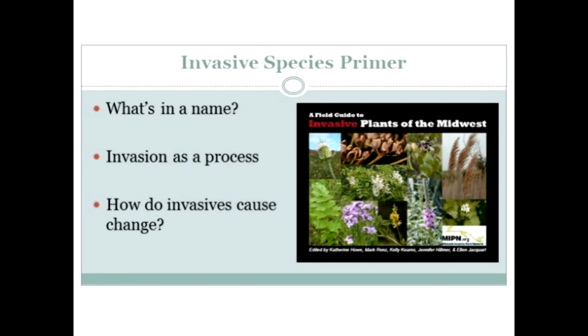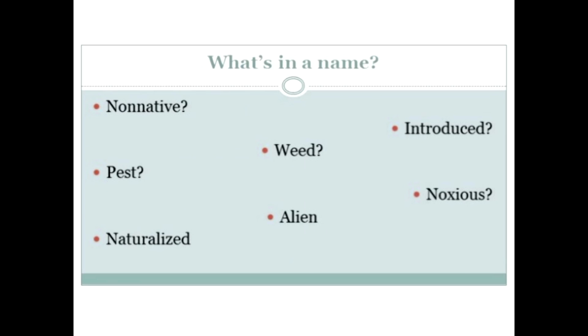So what we're going to cover in the invasive species primer, first of all, what's in a name? Turns out there's quite a bit, especially for us scientists. We like to have our definitions lined up. So we're going to talk about a few basic terms. And then we're going to talk a little bit about invasion as a process. It's not just a static state. How does it work? And finally, what happens as a result of invasion? So how do invasives cause change? And we'll take any questions that you have throughout the process.